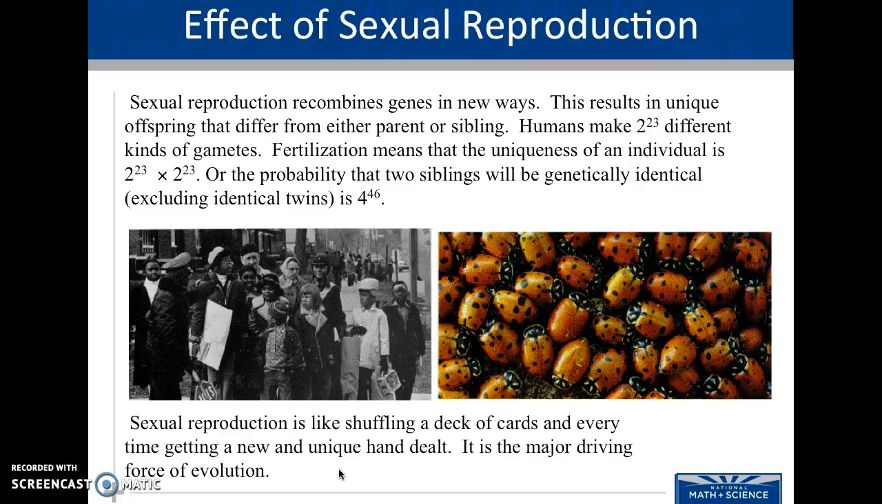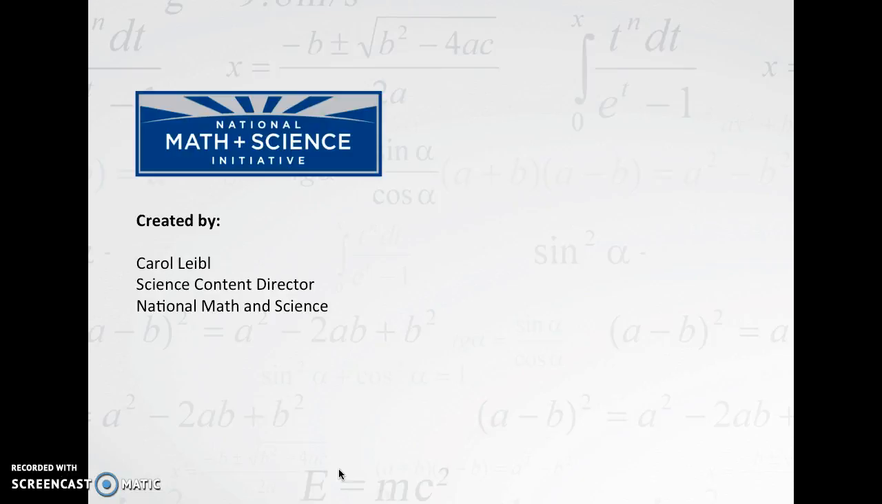The impacts of sexual reproduction on variation. The good thing, after talking about some of this negative stuff, is that sexual reproduction recombines genes in new ways. This is why you and your siblings probably don't look identical. We make 2 to the 23rd different kinds of gametes. If you combine that with your partner, you have a whole lot of different choices for what your offspring will look like. The probability that you and your sibling will be identical is minute to the nth power. Sexual reproduction is like shuffling a deck of cards, and every time you pull one card out, it's a little bit different, and that's because of evolution.